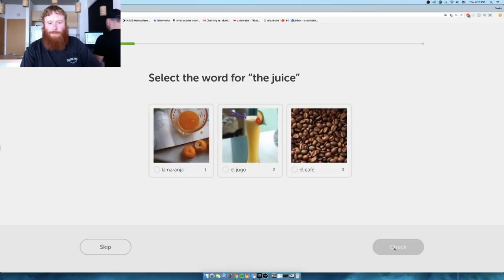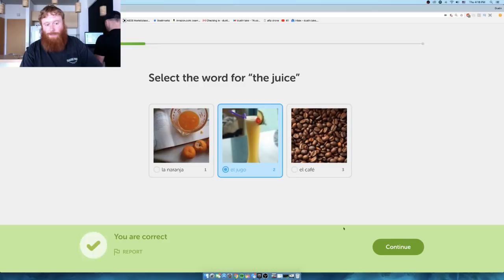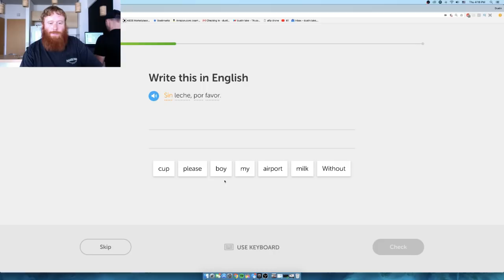Select the word for juice. El jugo. Sin leche, por favor. I always take my coffee without milk. Sin means without. Leche means milk. Please.